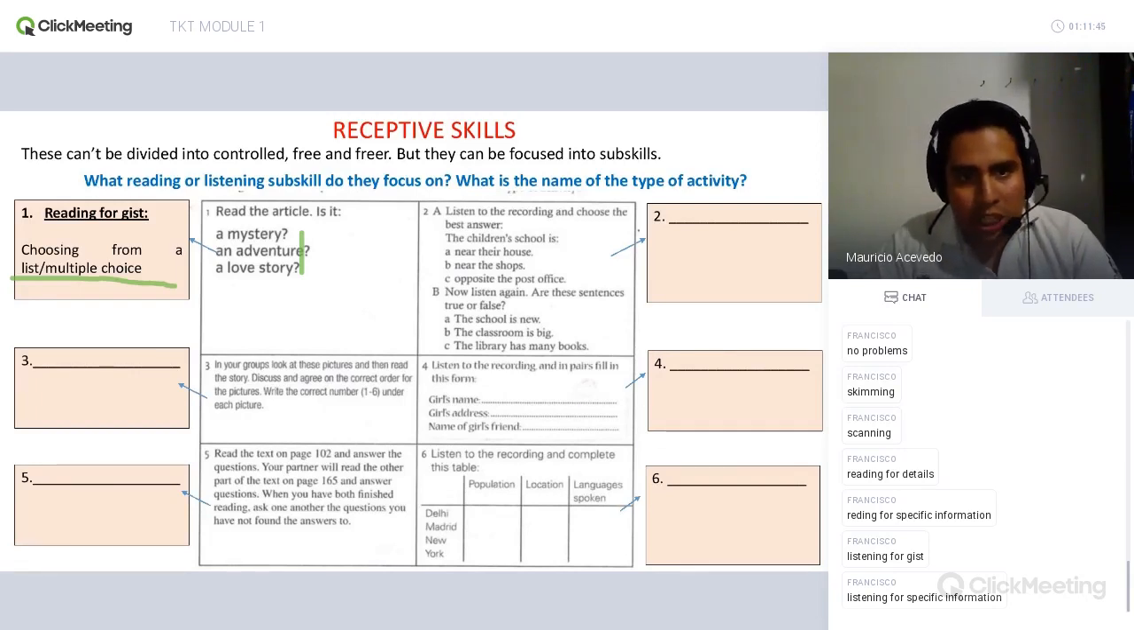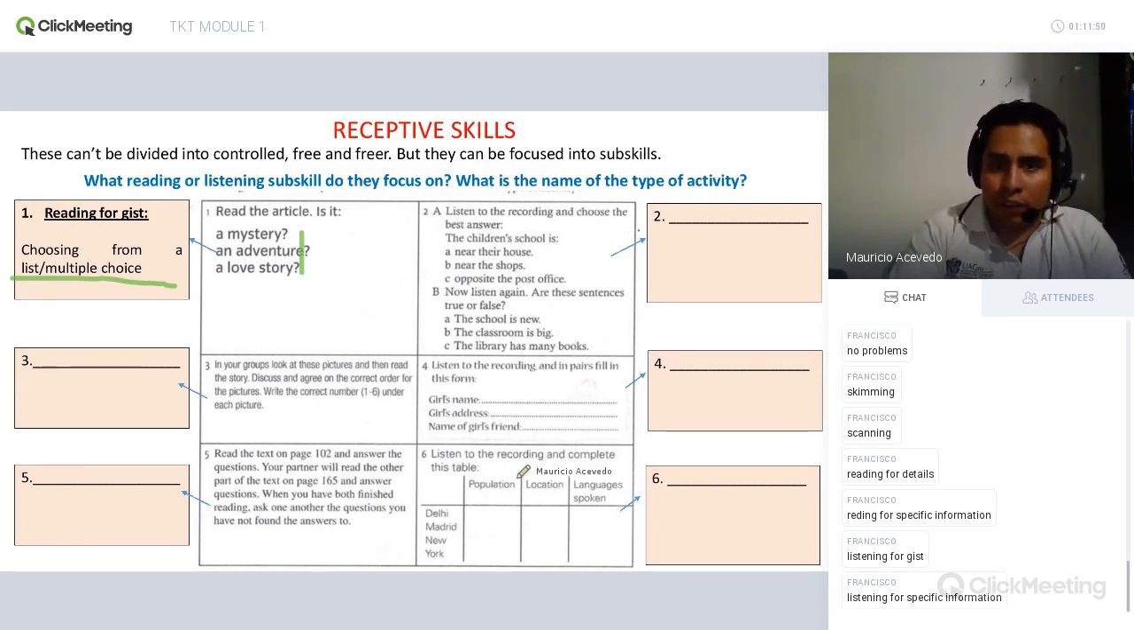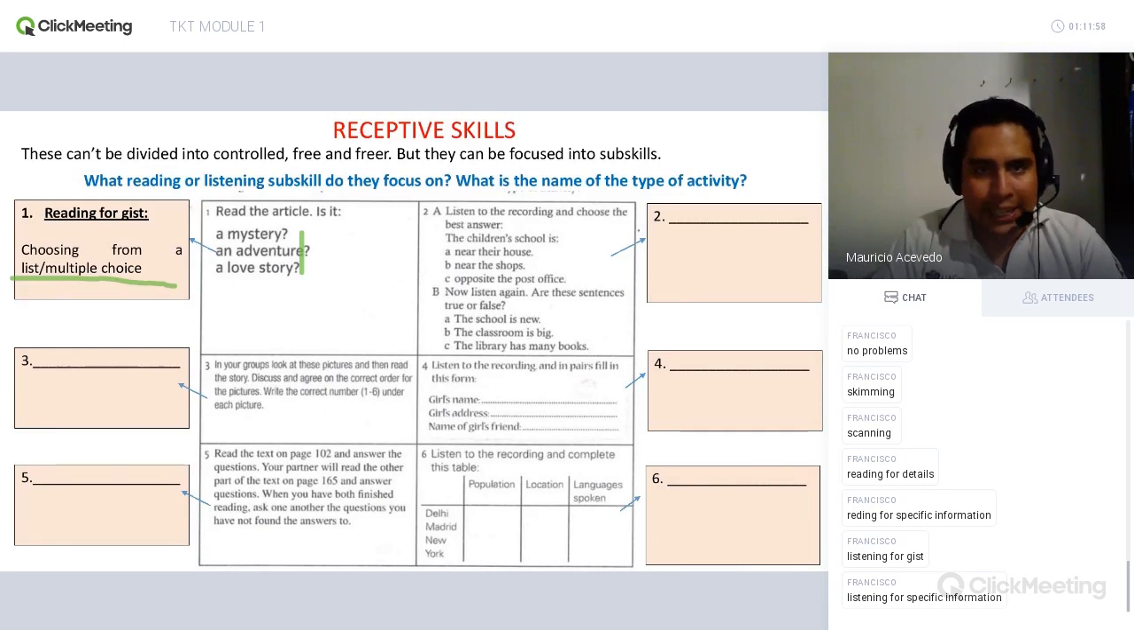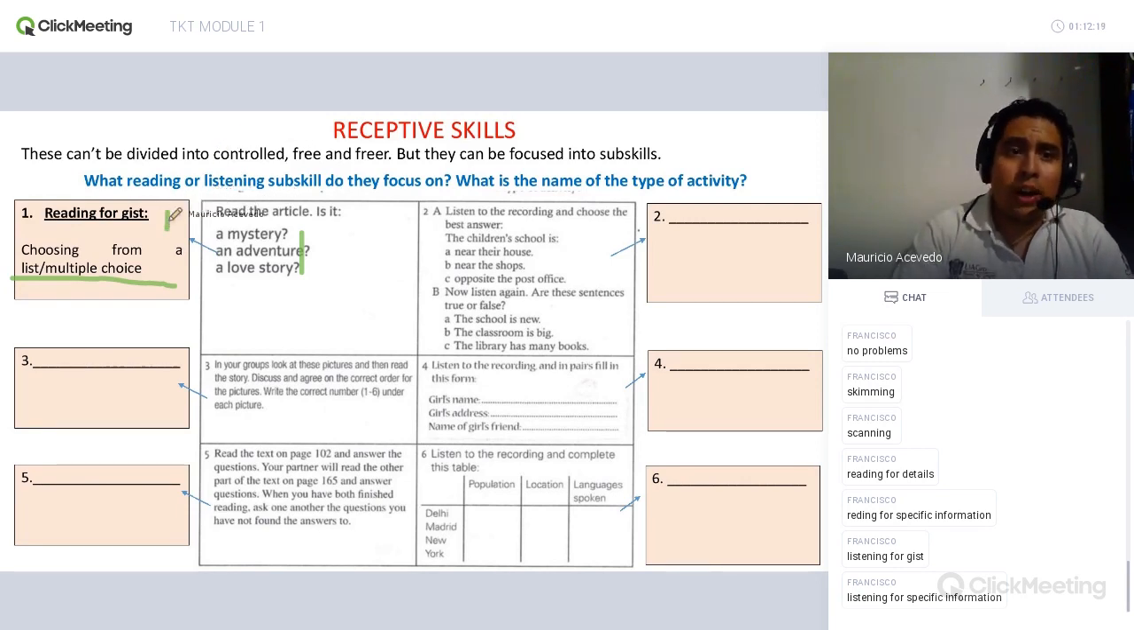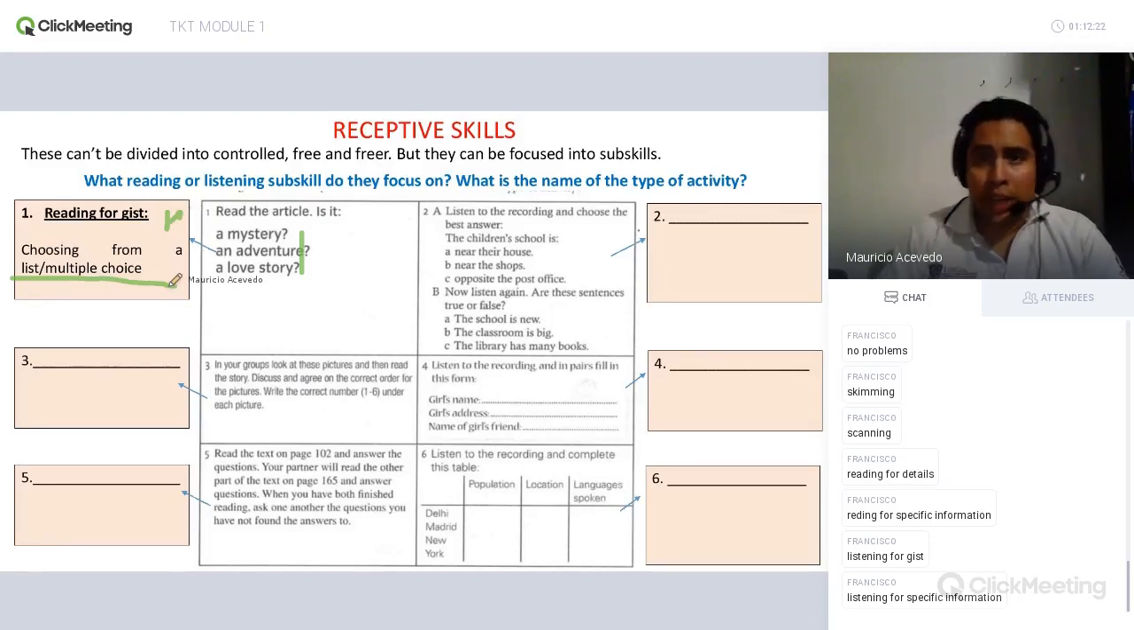Okay, look at the chart and try to decide what is the sub skill. This part is for listening, and this part is for reading. What is the sub skill? Information, specific information, detail, skimming, scanning. And what is the type of activity? Filling gaps, giving your opinion, complete sentences, complete a chart, etc. Okay, Francisco? One more time, you have all the time in the world. Try to think what is the sub skill and what is the name of the activity.